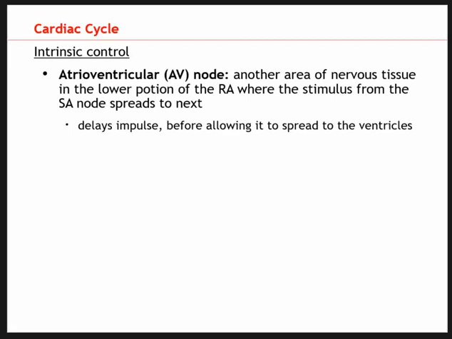What's the purpose of this node here? It delays that impulse, as we looked at a few slides ago. The impulse is delayed by 1/10 of a second. Why is this important? Basically, it's so the atria can contract before the ventricles. It allows the ventricles to relax and fill with blood from the atria.